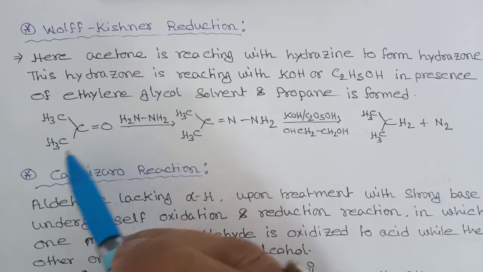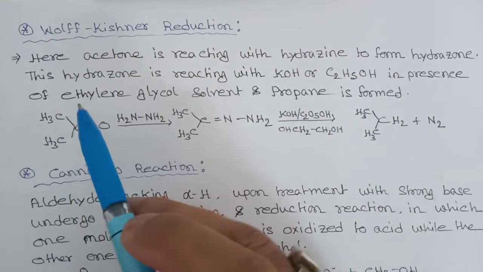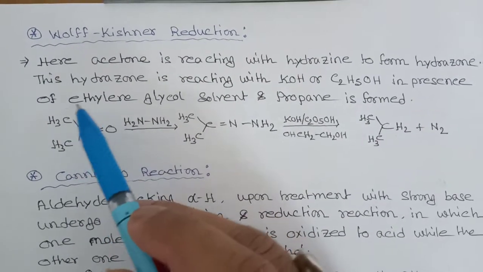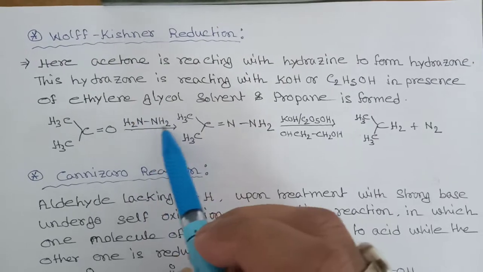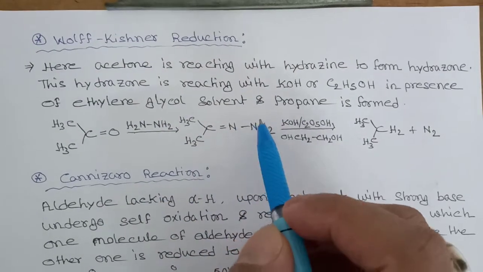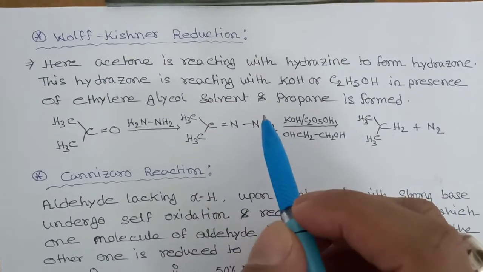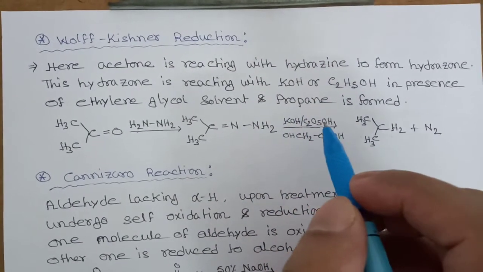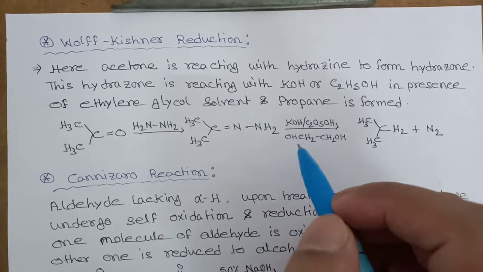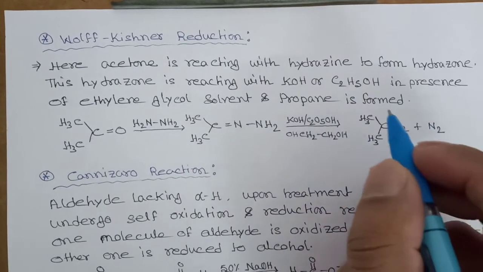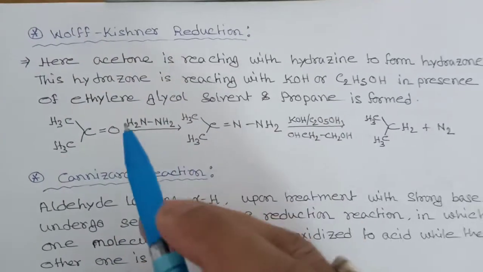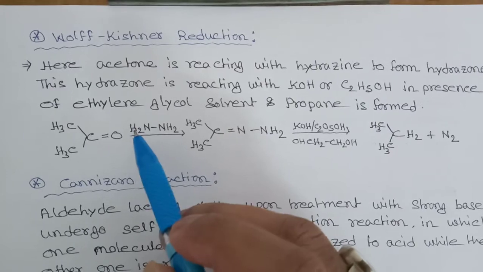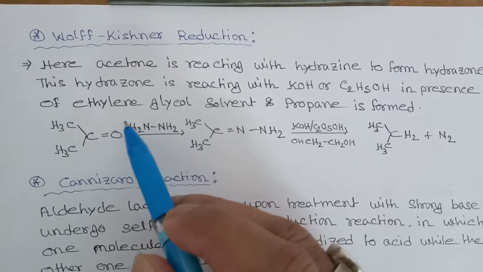Here, acetone, or you can say propan-2-one, has 3 carbons. Acetone is reacting with hydrazine to form hydrazone. Now this hydrazone is reacting with either KOH or C2H5OH in presence of ethylene glycol to give a product like propane. See here, when acetone is reacting with hydrazine, H2 and O will be removed as H2O.